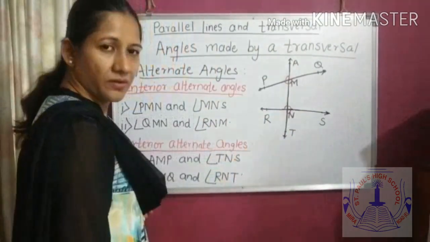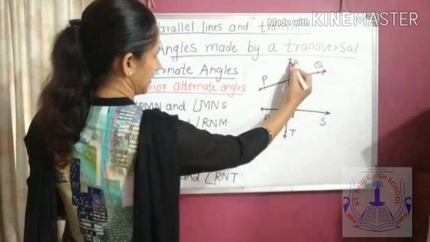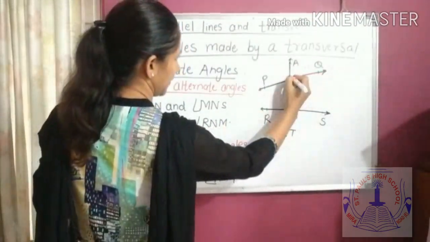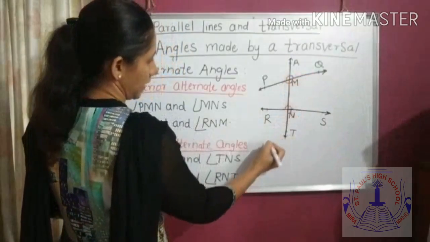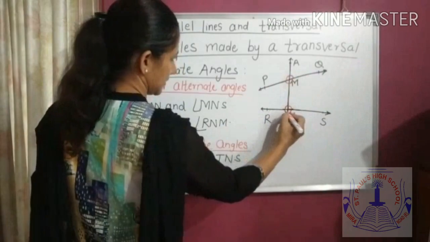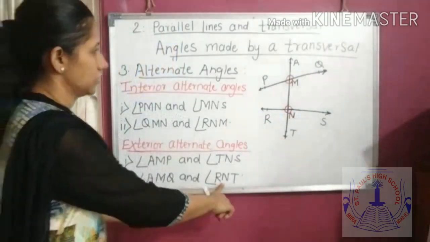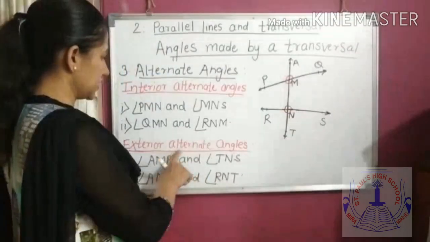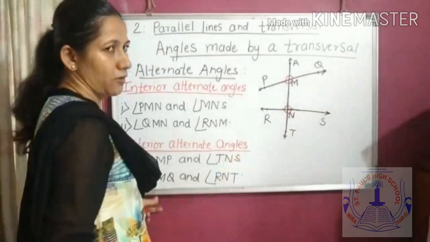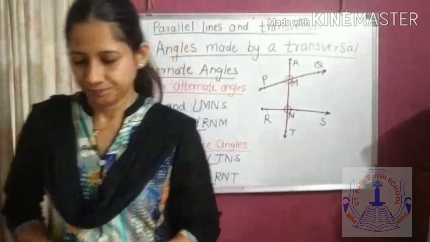The next pair of exterior alternate angles will be exactly in the opposite direction. That is angle AMQ and angle RNT, the remaining pair. Yes, this is another pair which I already mentioned over here. So these are the two pairs of exterior alternate angles. I hope the pairs of alternate angles are also clear to you all.